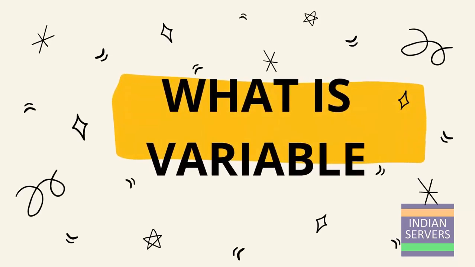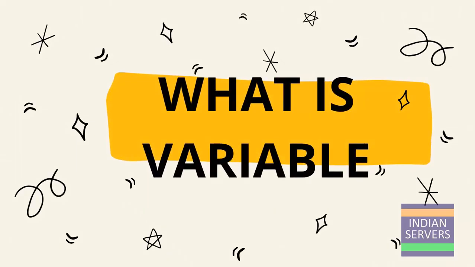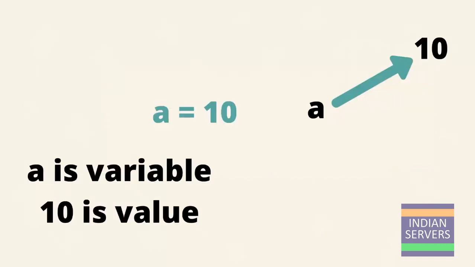What is a variable? A variable is a name we use to refer to a memory location which stores some value. For example, if a equal to 10, here a is the variable and 10 is the value. Now if you call a, it means calling 10.